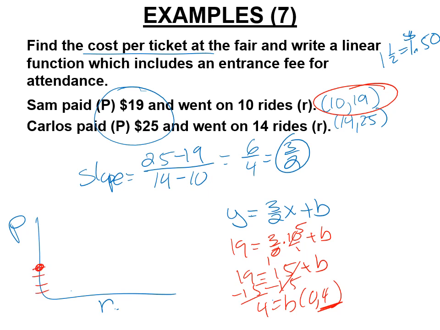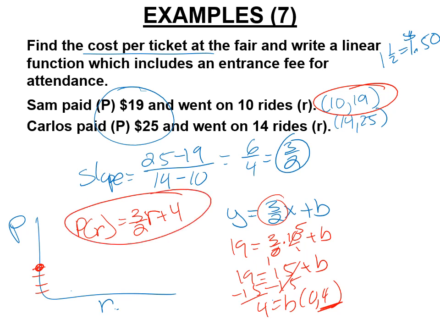And the slope we already know is 3 halves. So we're going to do P of R, pay as a function of R, equals 3 halves R, don't forget that R, plus 4. Right? What happens here? Every 2, you go up 3. Every 2, you go up 3 more, a slope of 3 halves, which is $1.50.